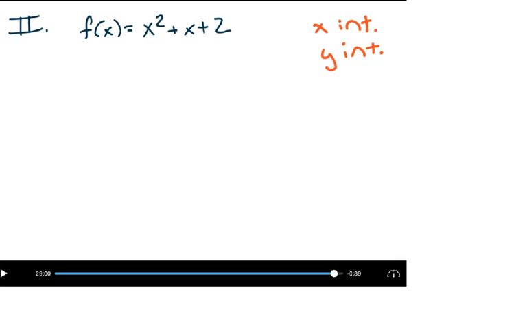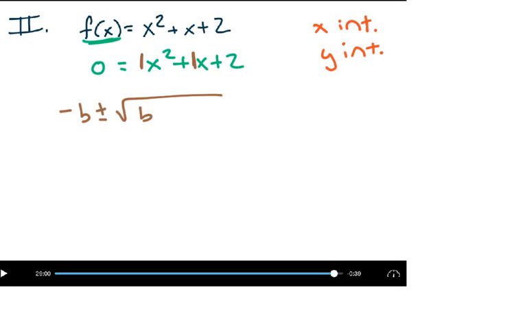So, how do we figure out the x-intercept? Remember the x-intercept is when y is 0, so this is just x squared plus x plus 2 equals 0. And f of x is y, just to be clear. Notice the coefficients here are 1 and 1. If there's not a number, it's 1. And we're going to use the quadratic formula to figure this out.